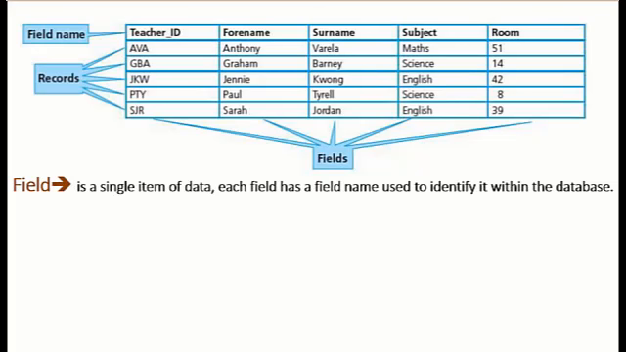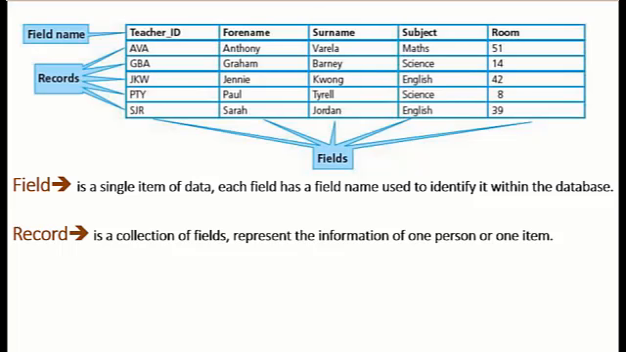A field is a single item of data. Each field has a field name used to identify it within the database, and it has a specified data type according to the data stored in the particular field. A record is a collection of fields representing the information of one person or one item stored in a table with the help of different types of fields. So a record is a combination of different types of data. It has different data types according to the number of fields.